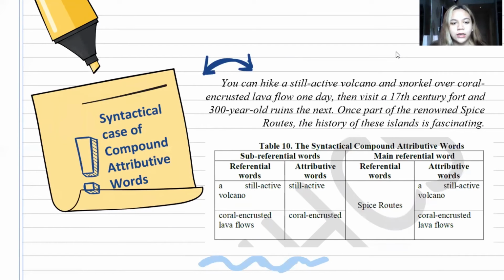And then the syntactical case of compound attributive words. Let's have a look at these sentences. There are two sentences here. The first sentence contains sub-referential words, while the second sentence contains main referential words. In this table is explained the division of the attributive words and the referential words.